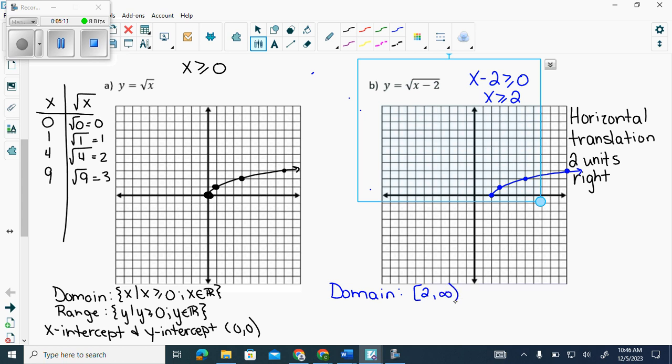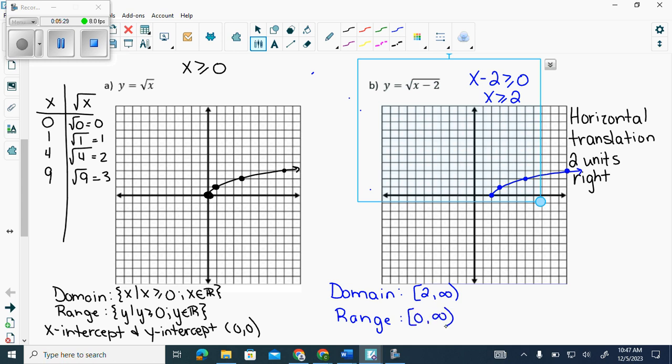Has the graph moved at all, up and down? So my range stays the same. Range greater than or equal to 0.